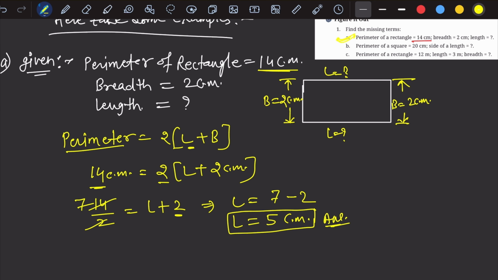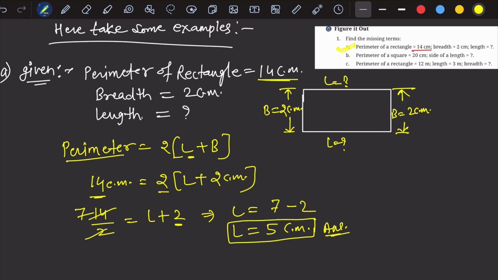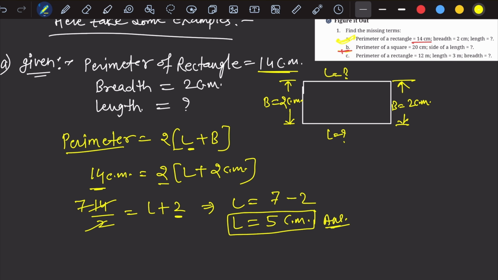Now we can take the B part. We have to solve the B part now, this one. Okay, how will we calculate? Wait, I have to copy this.